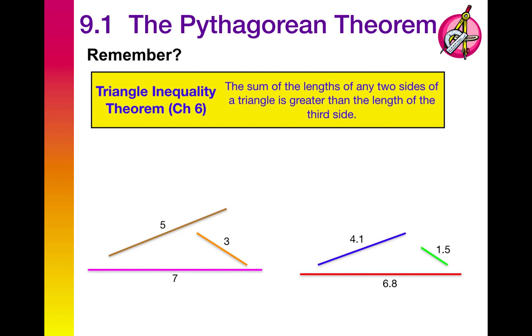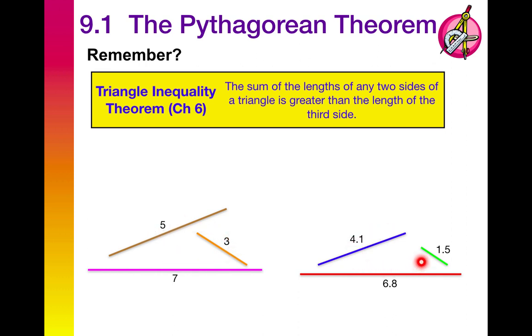As you recall, back in chapter 6, we could tell whether or not we have a triangle when we look at 3 lengths. So if I look at these 3 lengths here, the way that we can tell is that the sum of the lengths of 2 sides has to be greater than the third side. And if I pick the longest side, which is 7, and add up these 2 lengths, you can see quite easily that this will make a triangle.